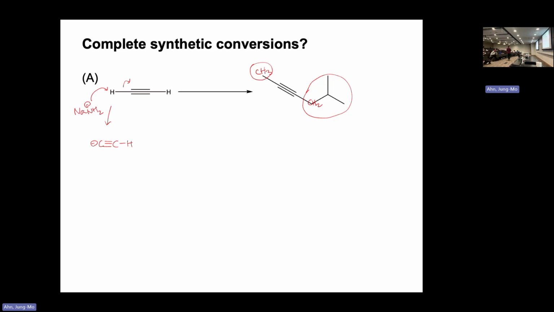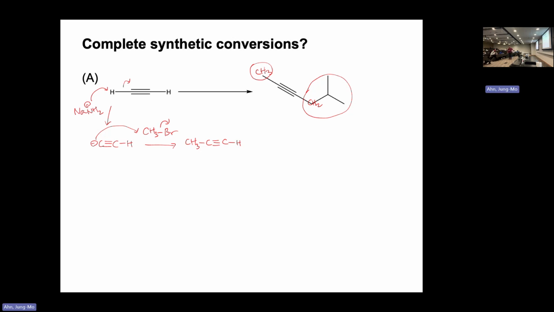Then we need to add the alkyl group as an alkyl halide. Well, use the methyl group there. So if you're using methyl bromide, this is nothing but an SN2 reaction. That makes an attack, takes the bromine out, so you can make the left part.